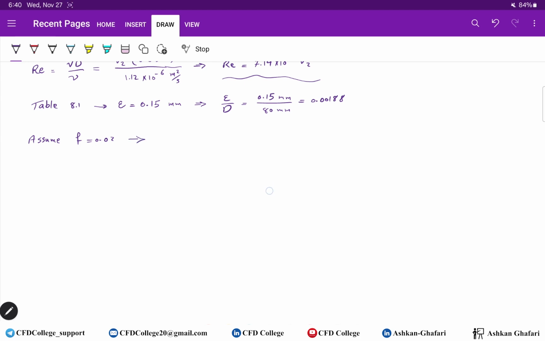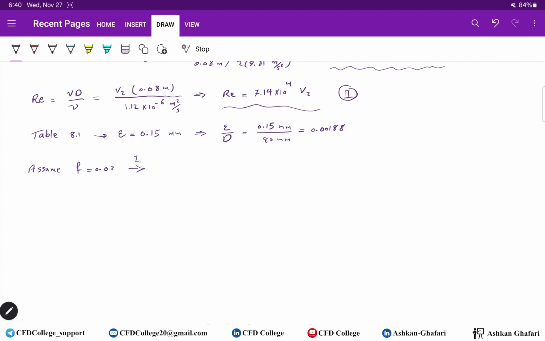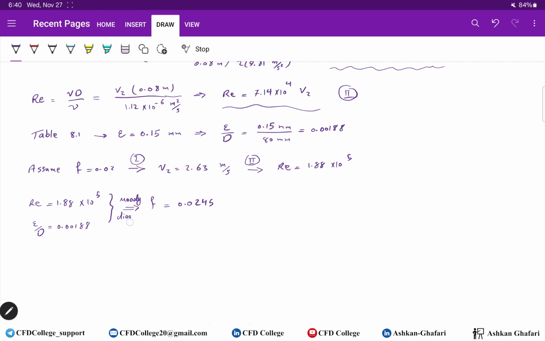Let's call this equation 1 and this one equation 2. From equation 1, you can find velocity, 2.63 meters per second. From equation 2, by having velocity, you can find the Reynolds number, equals 1.88 times 10 to the power 5. Now, by having the Reynolds number 1.88 times 10 to the power 5 and epsilon over d, 0.00188, you can find F, the friction factor, from the Moody diagram, 0.0245. So this is from the Moody diagram.